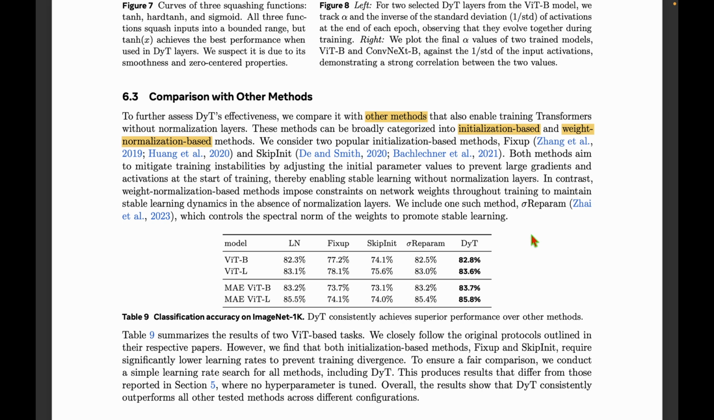Even though they have done the ablation and understood the significance of tanh and alpha, they haven't compared with other methods. So they go one step further and compare with other methods that try to remove the normalization layers from transformers. There are two categories mainly: initialization based and weight normalization based. Fixup and SkipInit are more initialization based methods, and Sigma Reparam is a weight normalization based method. In all their comparisons and experiments, they found that dynamic tanh seems to outperform the previous methods that are not normalization based.